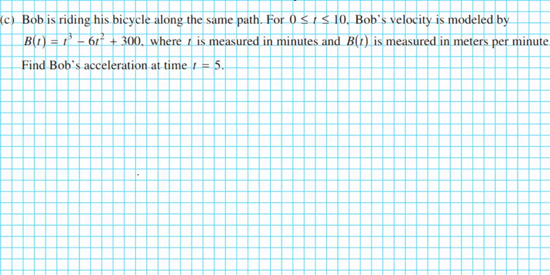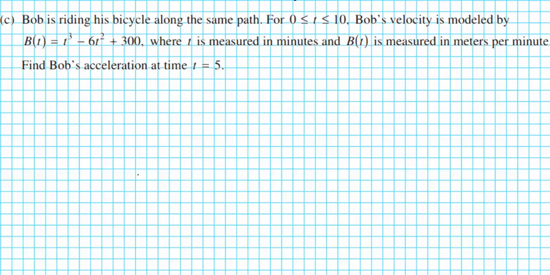All right, let's take a look at the C part. It says, Bob is riding his bicycle along the same path. For 0 less than or equal to t less than or equal to 10, Bob's velocity is modeled by this function right here, where t is measured in minutes and b of t is measured in meters per minute. Find Bob's acceleration at t equals 5.